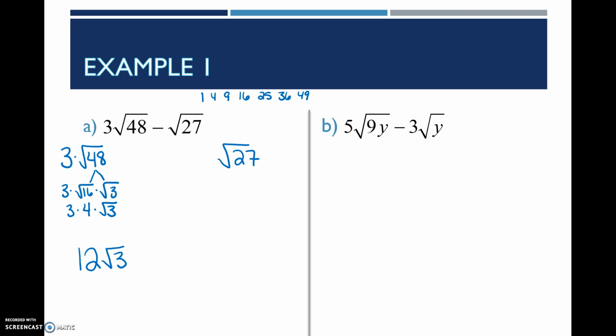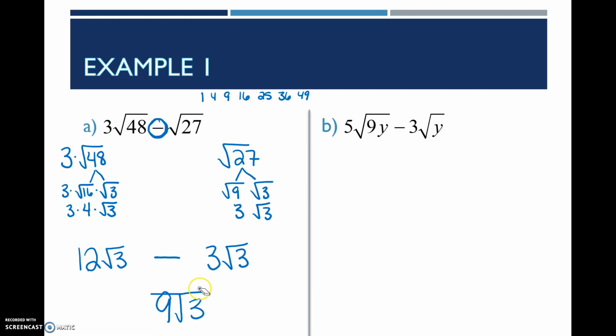Now let's simplify the square root of 27. We need to split the square root of 27 into the square root of a perfect square times the square root of something else. 9 and 3. The square root of 9 is 3. So we have 3 times the square root of 3. What symbol was between these in the original problem? Subtraction. Now, do you see how they both have the square root of 3 on them? So we can do 12 minus 3. 9 square root of 3.